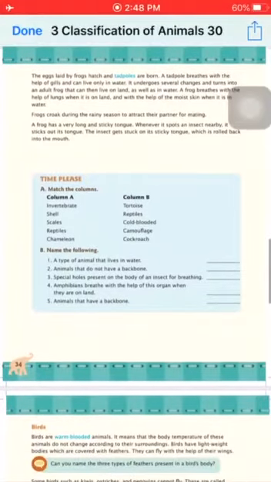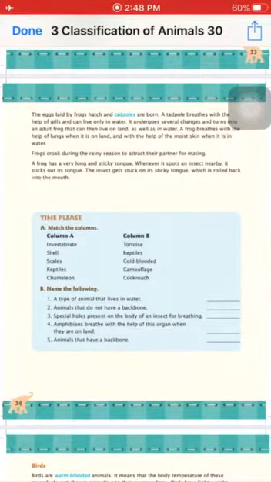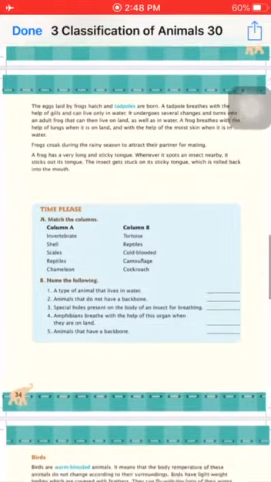Next, a frog has a very long and sticky tongue. Here is one question: how does a frog catch its prey? A frog has a very long and sticky tongue. Whenever it spots an insect nearby, it sticks out its tongue. The insect gets stuck on its sticky tongue, which is rolled back into the mouth, and the frog catches its prey.